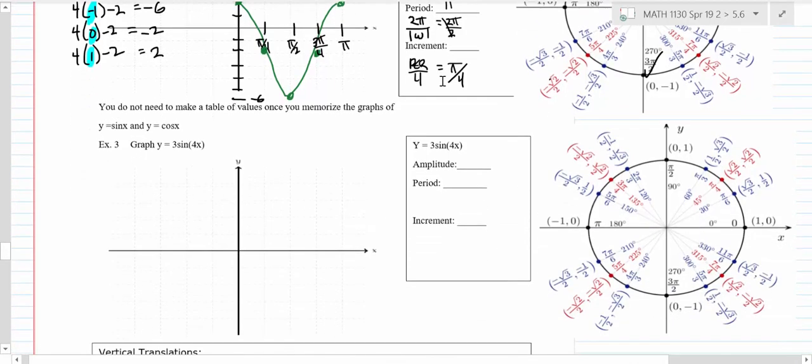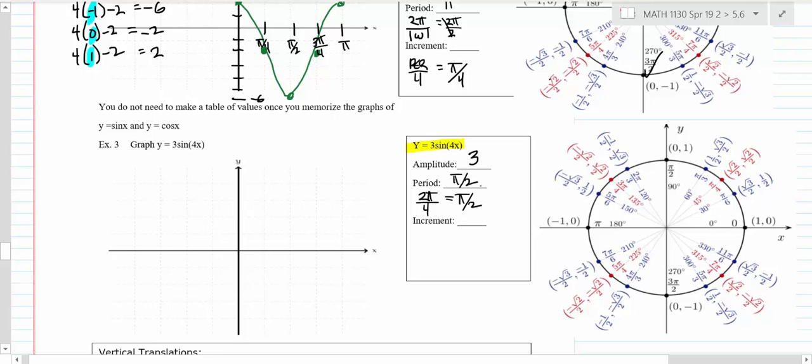All right, so this one we're graphing 3 sine of 4x. And this goes like this. So what's the amplitude? 3. I can tell everybody's got that down. How do you find the period? 2 pi over omega. So that would be 2 pi over 4. That reduces to pi over 2.